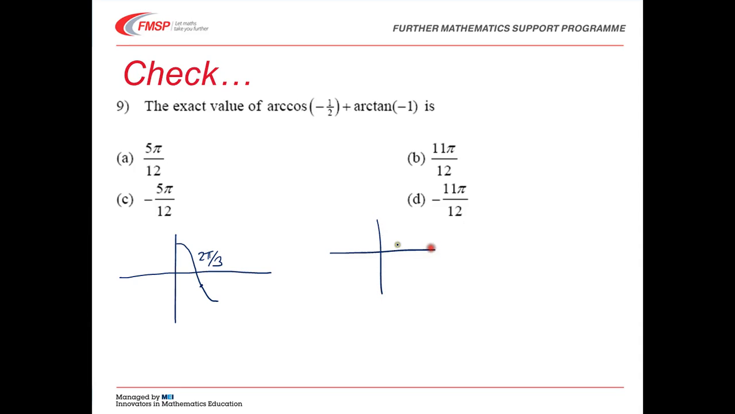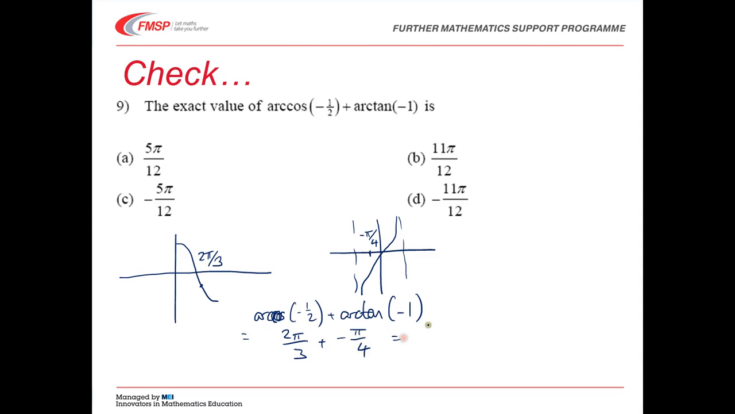And tan is minus 1 at minus pi over 4. So arc cos minus a half plus arc tan minus 1 is equal to 2 pi over 3 plus minus pi over 4, which is 8 pi over 12 minus 3 pi over 12, which is 5 pi over 12. So that was A.